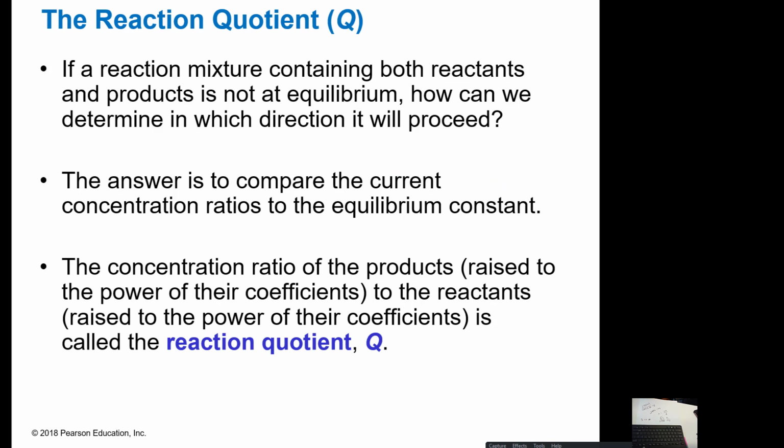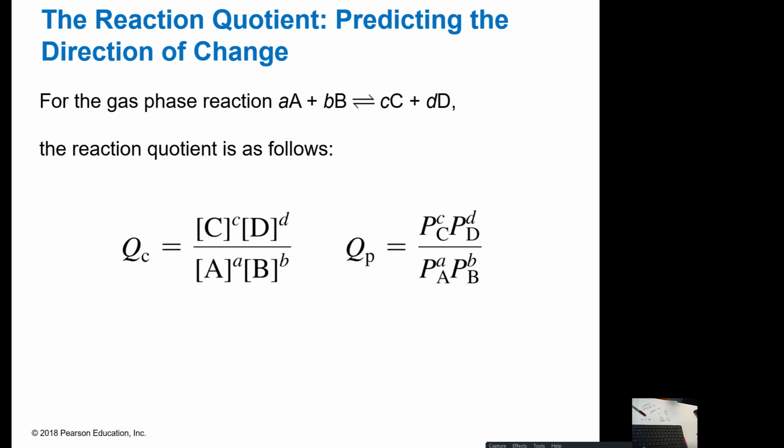Reaction quotient. So far we talked about reactions at equilibrium. What if the reaction is not at equilibrium? It's the same thing. Instead of calling it the equilibrium constant, we call it the reaction quotient, Q. You calculate it the same way. You can calculate the reaction quotient in terms of concentration or in terms of pressure.